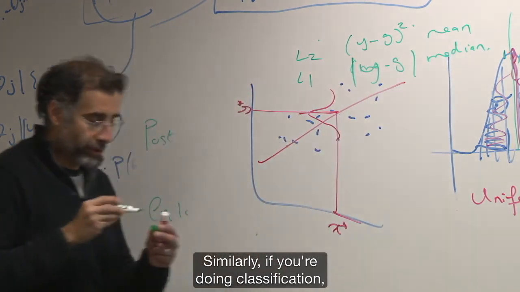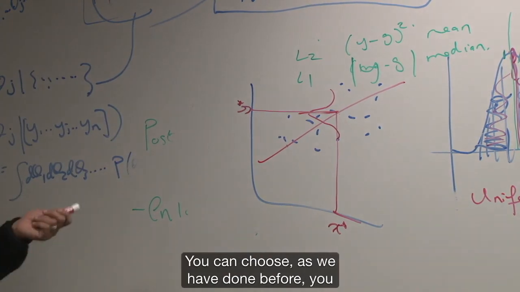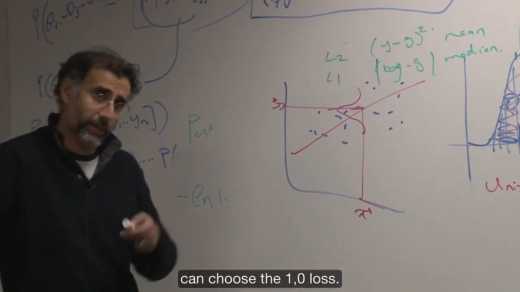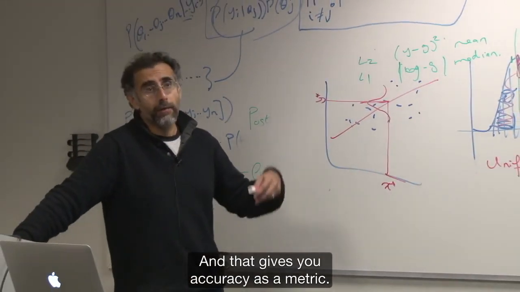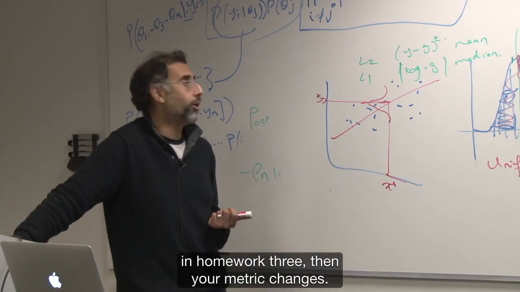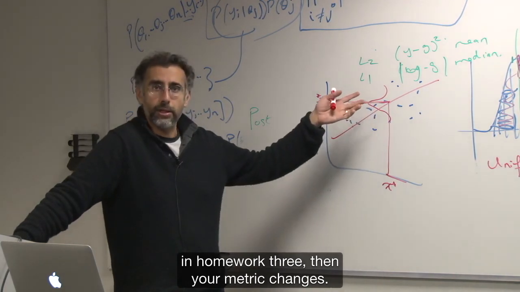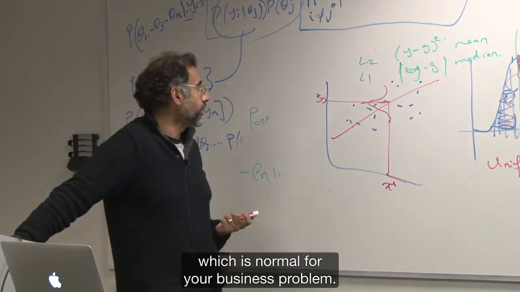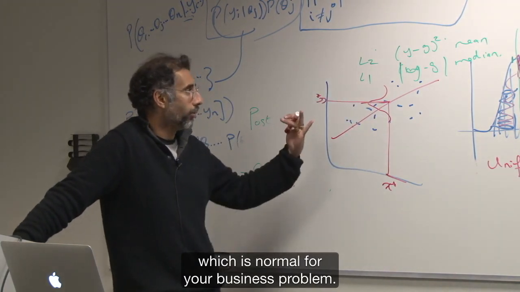Similarly, if you're doing classification, you can choose different losses. You can choose, as we have done before, the 1-0 loss, and that gives you accuracy as a metric. If you choose some asymmetric loss, because that's your problem, like the profit problem in homework 3, then your metric changes. And in fact, you should use the metric which is normal for your business problem.